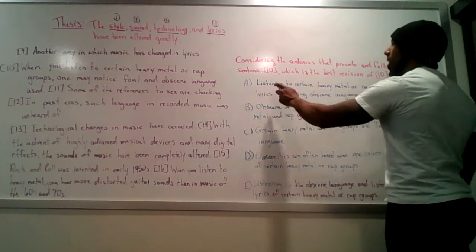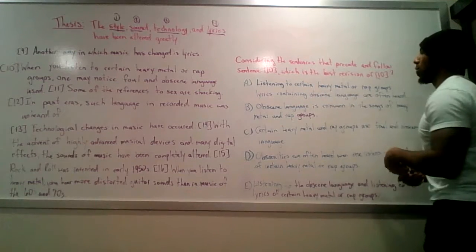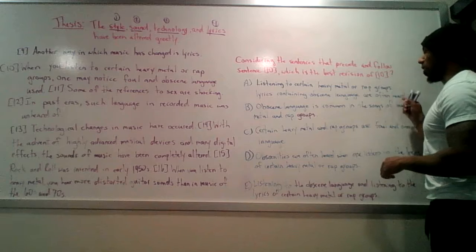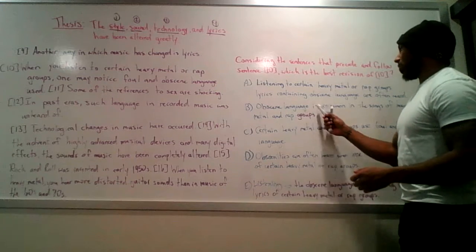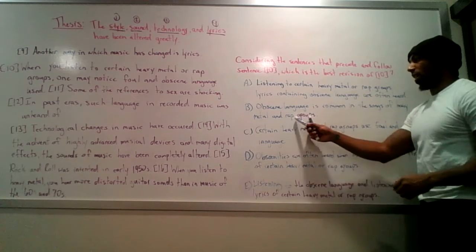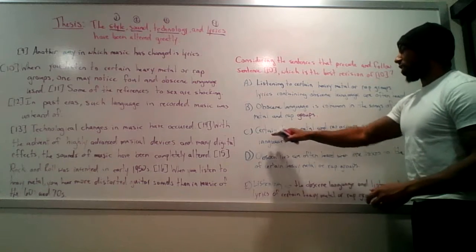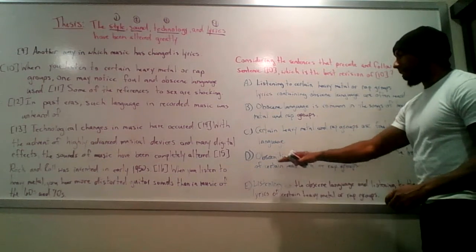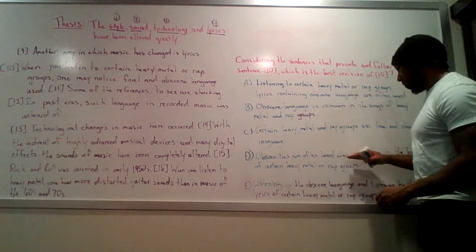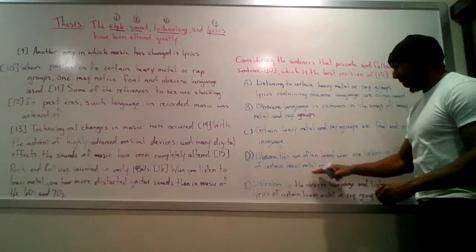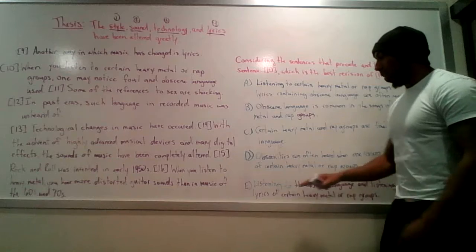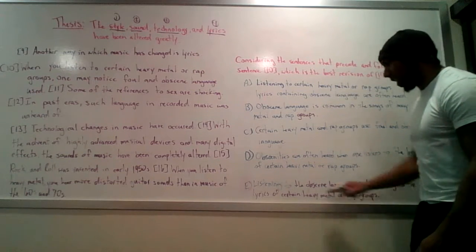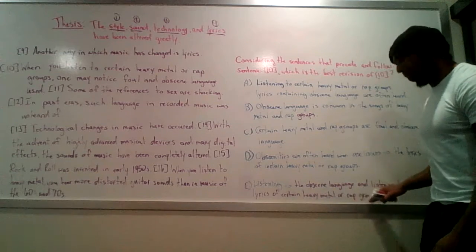A, listening to certain heavy metal or rap groups, lyrics containing obscene language are often heard. B, obscene language is common in the songs of heavy metal and rap groups. C, certain heavy metal and rap groups use foul and obscene language. D, obscenities are often heard when one listens to the lyrics of certain heavy metal or rap groups. Or E, listening to the obscene language and listening to the lyrics of certain heavy metal or rap groups.